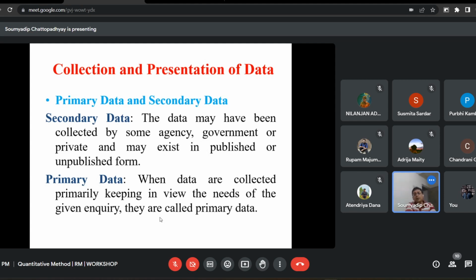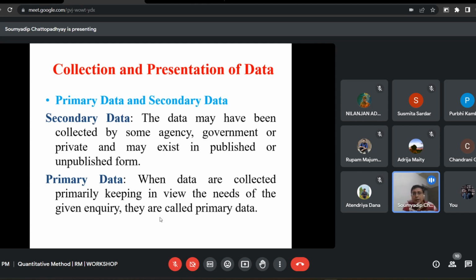For example, many of you must be aware that in recent times there has been wide use of data on the state of employment and unemployment in India, published by the Centre for Monitoring Indian Economy, which is a private concern. These are all secondary sources of data.